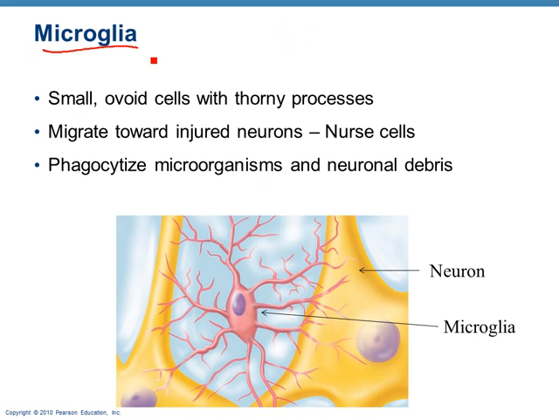Microglia, which helps you spell it better, are basically nurse cells. They're associated in the nervous system. They migrate in, and they will phagocytize, which means eat, okay, bacteria, viruses, blood cells, anything that's trash, debris that needs to be gotten rid of, they're going to take care of it. So they're your housekeeping or nurse cells.